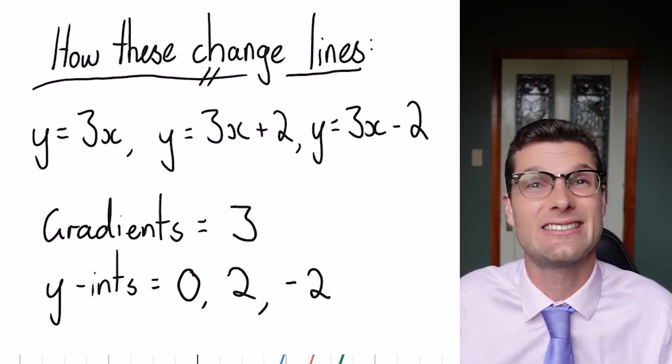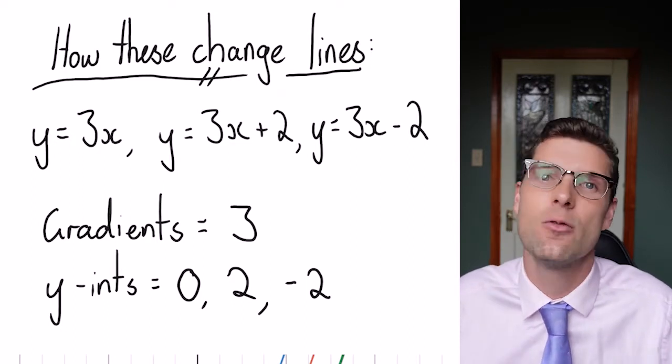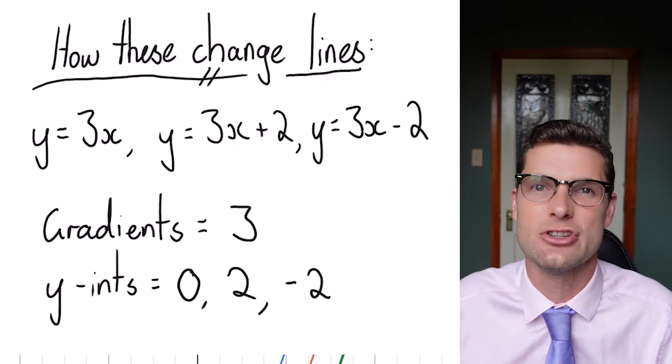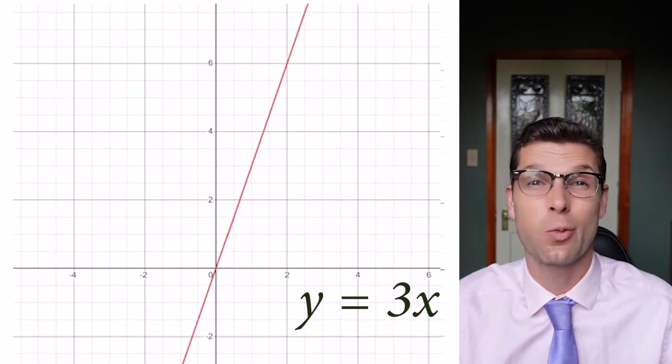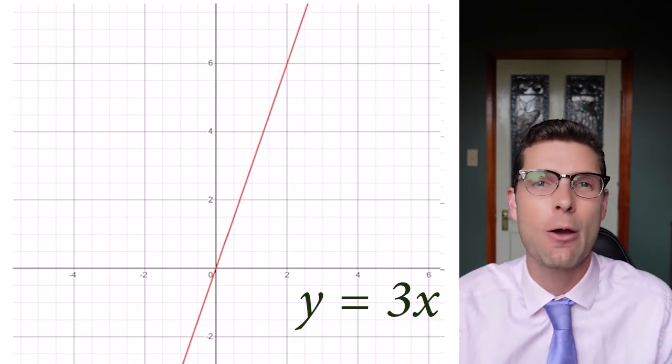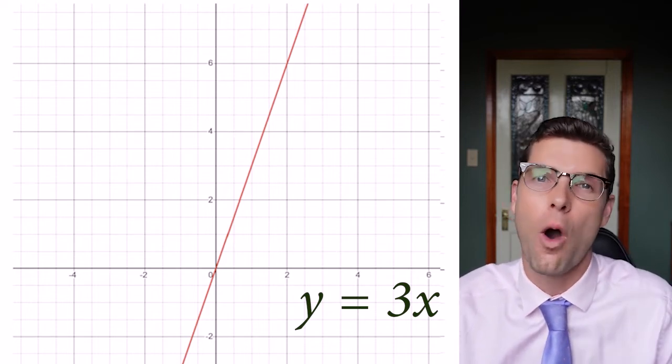While it's really good to be able to identify what these terms actually mean, it's going to be really helpful to see it in a graph to see what the difference is when these numbers change. So for this first line here, this is y is equal to 3x. So we can see that the pattern is when x goes up by 1, y goes up by 3.